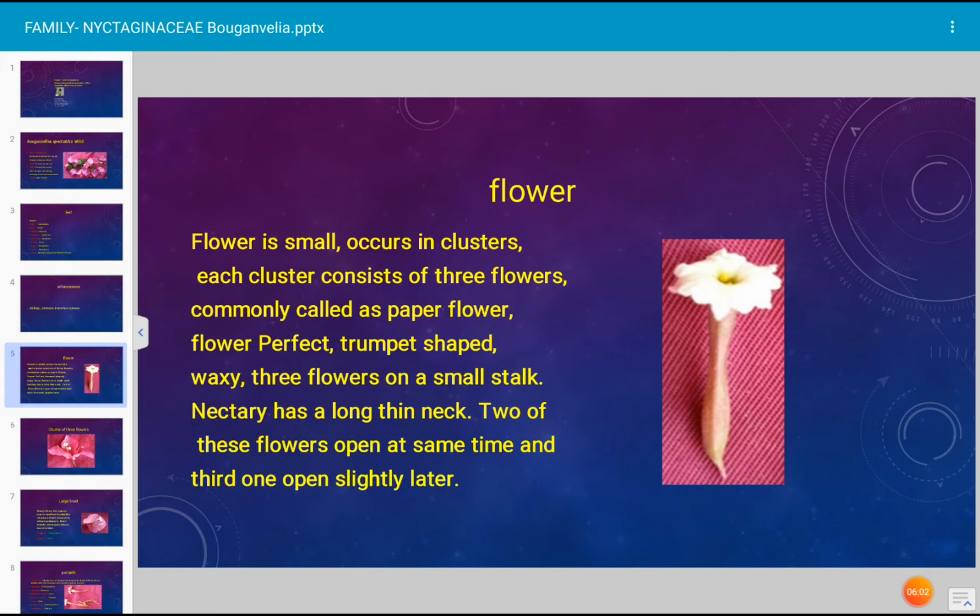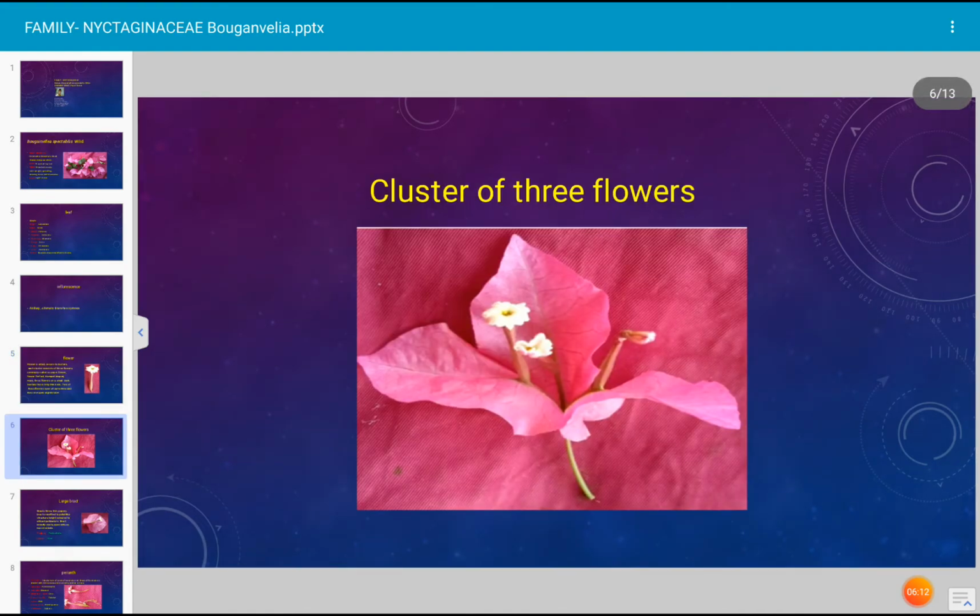Two of these flowers open at the same time and the third one opens slightly later. This is the characteristic feature of the bougainvillea plant. Next, this is the cluster of three flowers, and these are the large pink-colored structures in the photograph. These are the bracts, and the flowers are situated on the bracts. Three flowers are there in the inflorescence.